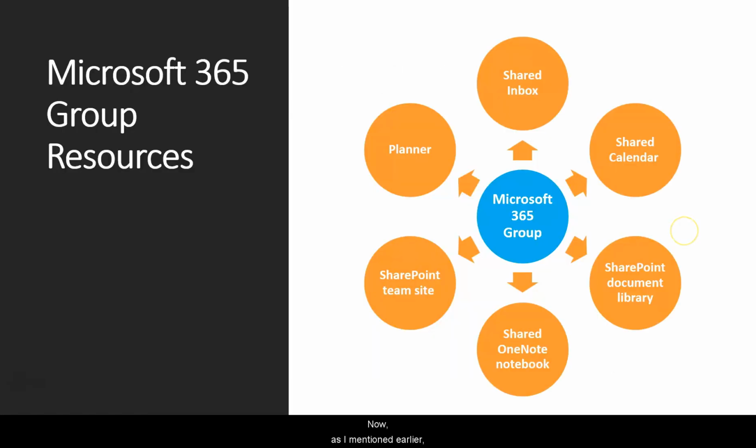As I mentioned earlier, Microsoft 365 groups actually give you access to some shared resources, and what a lot of people don't realize is that these even exist. With the Microsoft 365 group, you not only get access to a planner, for instance, but you also get a shared inbox. You get a shared calendar. You have your own SharePoint document library. You have a shared OneNote notebook, and you even have a shared SharePoint team site. Those are automatically created in the back end of the system whenever a new group is created.